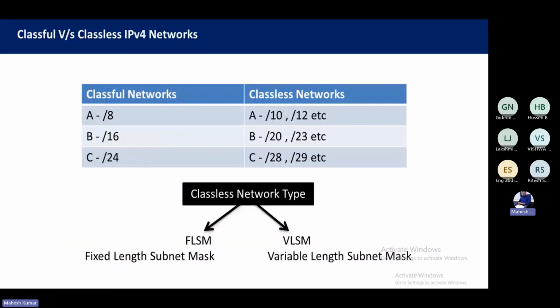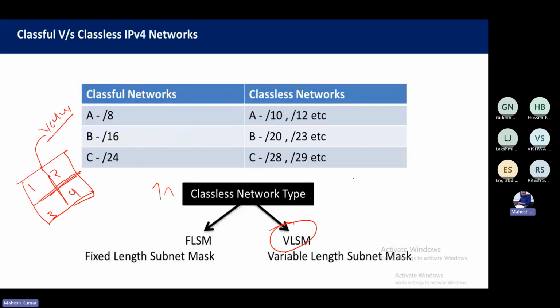FLSM is called fixed length subnet mask. Let's suppose you are having one pizza. Whenever you cut it, it will be cut into equal portions, like 1, 2, 3, 4, some fixed value only. But it will not give the value based on your requirement. So in real time we are using VLSM.